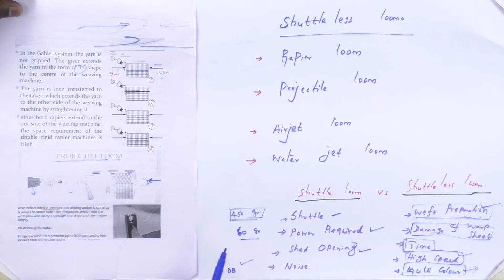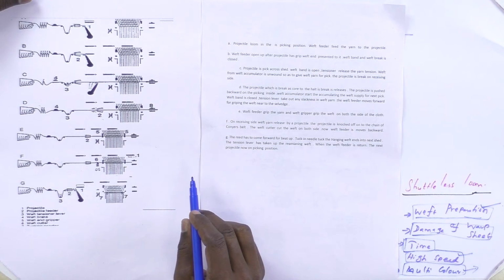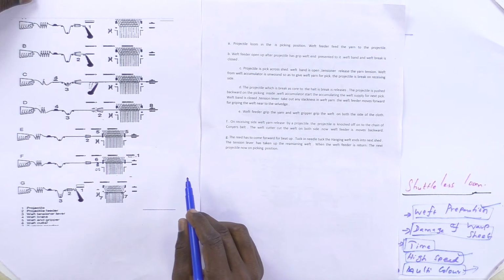The weight of the projectile is around 20 to 60 grams in mass. When compared to a shuttle, the weight is reduced ten times. A shuttle weighs around 450 grams, whereas here it is around 20 to 60 grams. These are the main advantages of the projectile loom. This diagram explains the weft insertion sequence of a projectile loom, how the weft yarn is inserted in the projectile loom.